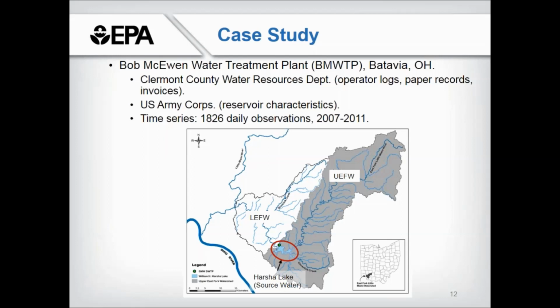The Bob McEwen Water Treatment Plant has a 19 million gallons per day production capacity, but on average during this time period it produced about 5 million gallons per day. It used conventional clarification, filtration, and chlorine disinfection, and during this time degraded water quality was associated with nutrient loadings from agricultural upstream.